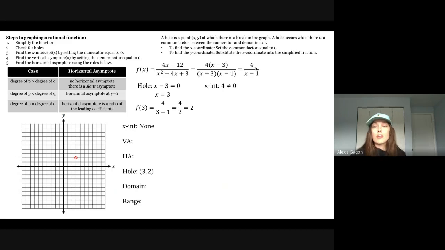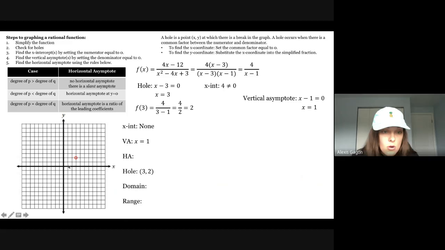Okay, vertical asymptote, set the denominator equal to 0. So that's x minus 1 equals 0, which means that x equals positive 1. So we have a vertical asymptote here at x equals positive 1. So I'm just going to go over to 1 here. And there's that asymptote.